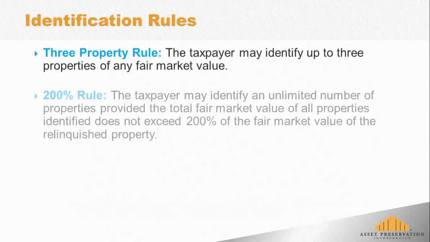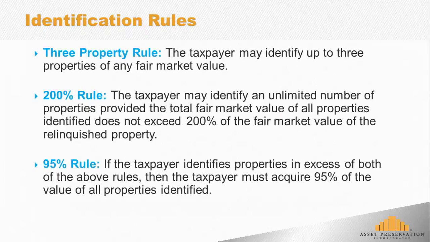The first rule is what's known as the three property rule. Under the three property rule, a taxpayer can identify up to three properties of any fair market value. So they're unlimited on value, but there's a restriction on the number to three properties. So for example, a taxpayer can sell a property for $1 million and identify one replacement property at $1.4 million, a second replacement property at $2 million, and a third replacement property at $3 million. So under the three property rule, it's fairly straightforward. The taxpayer is limited to no more than three properties without regard to the fair market value.